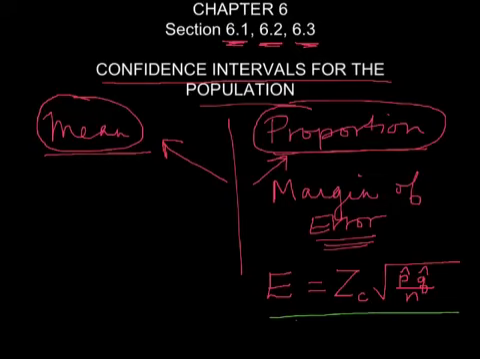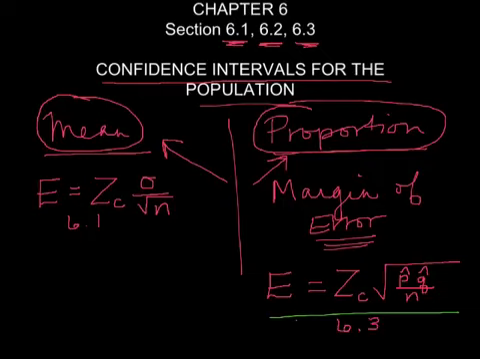Now, if your problem was talking about finding a confidence interval for the mean, well, you had 2 formulas for that. One of them was using those Z critical values, so finding that particular value, times the standard deviation, divided by the square root of n, your sample size. That was one of your formulas. That was actually section 6.1. In fact, I should point out, the proportion one was section 6.3.